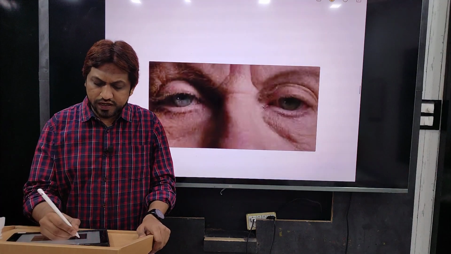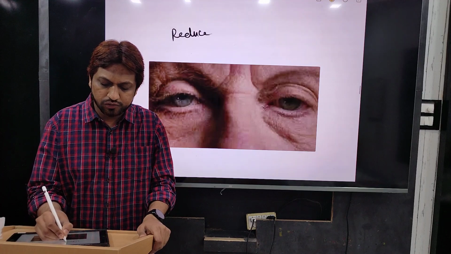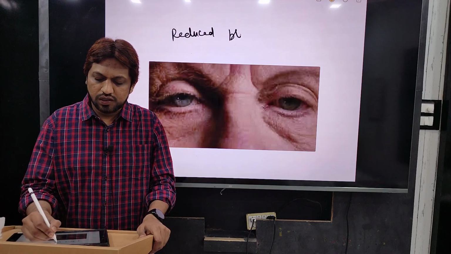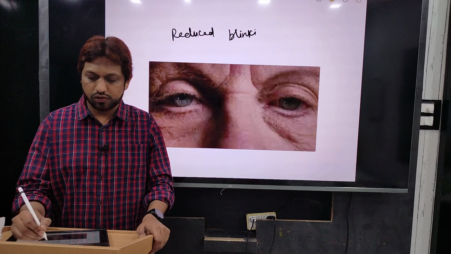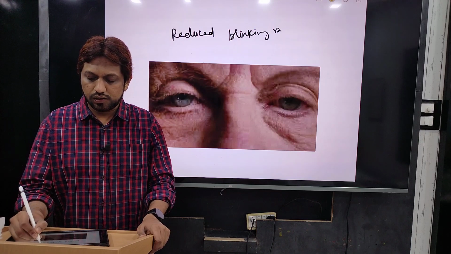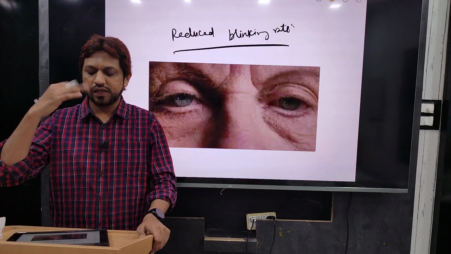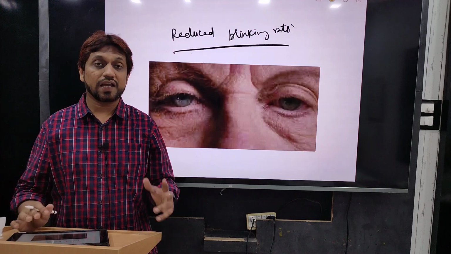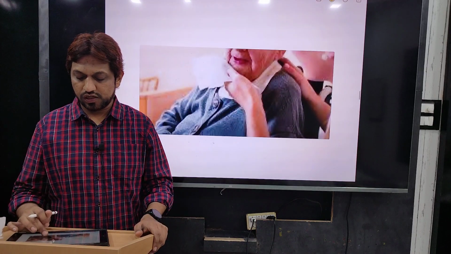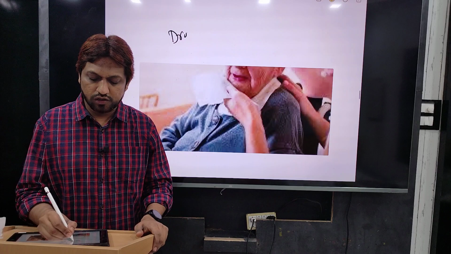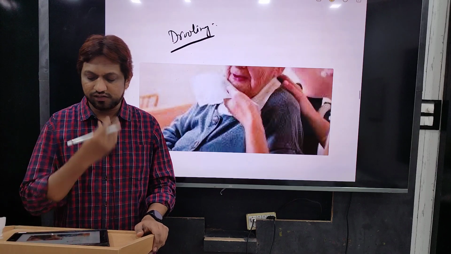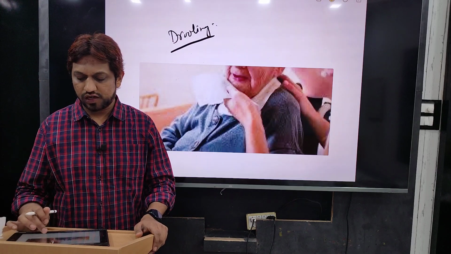Then reduced blinking rate. Again due to the motor symptoms, the eyelids which blink normally have a reduced blinking rate, and it will lead to dry eyes and other symptoms. Okay, then drooling of the saliva is also commonly seen.